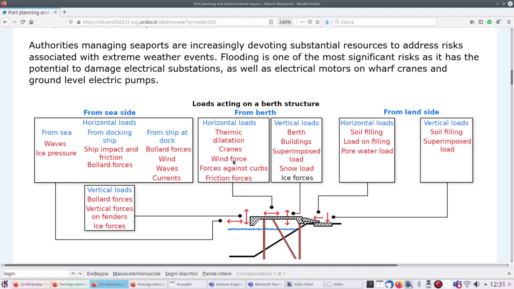From the landslide, we have soil filling, load on filling, like if you have a car traveling or trucks over the filled soil, because you may have, for instance, a road on the land side, which is included into the soil filling. And if you have a truck traveling on the road, then it translates in a horizontal load on the berth from the land side. And then there is the pore water load, so water pressure. And then you have vertical loads given by superimposed loads and soil filling.